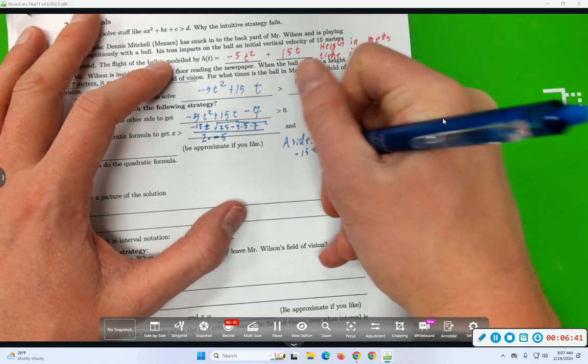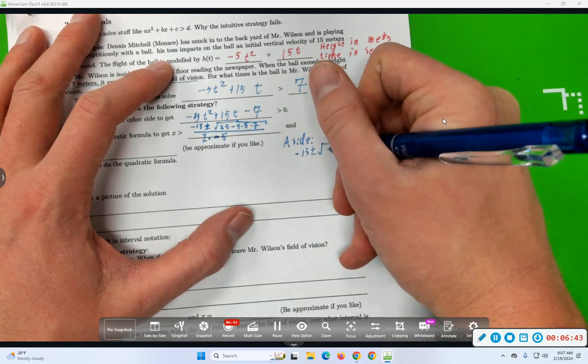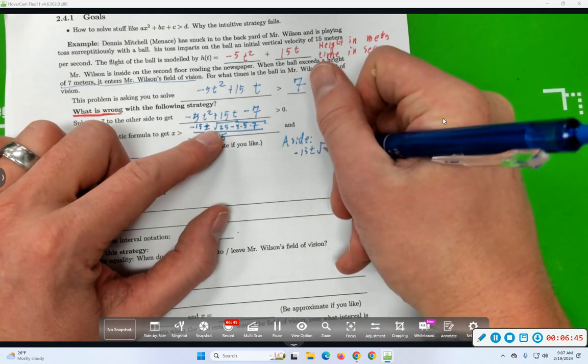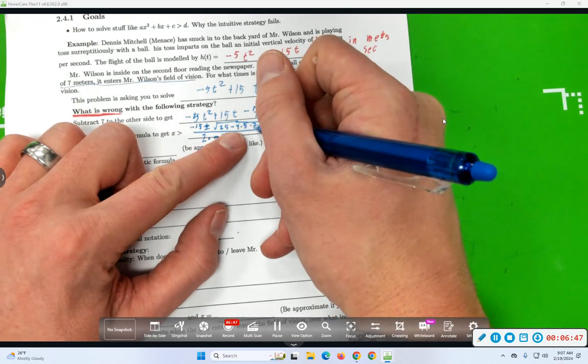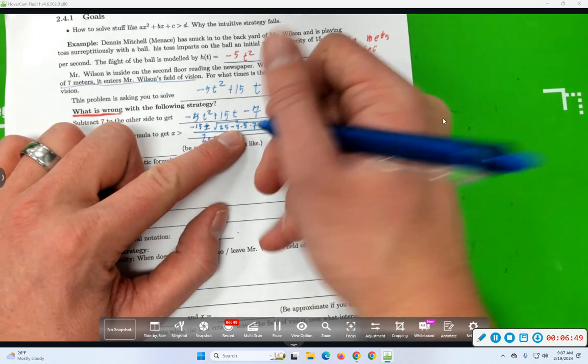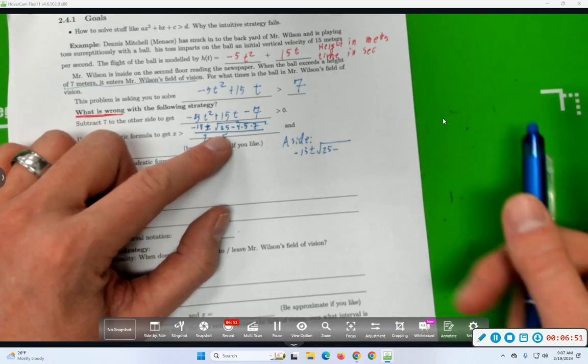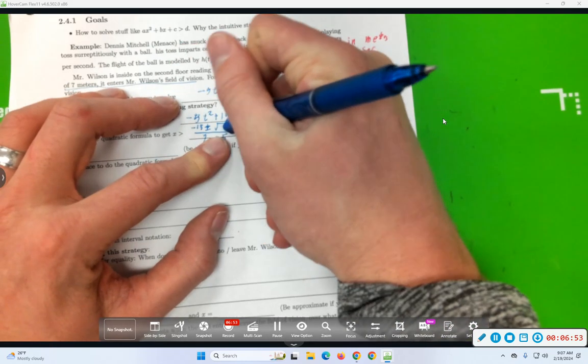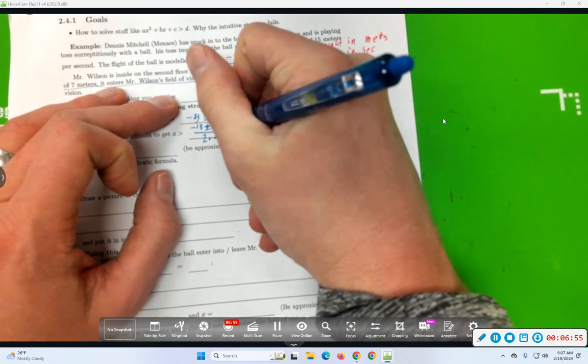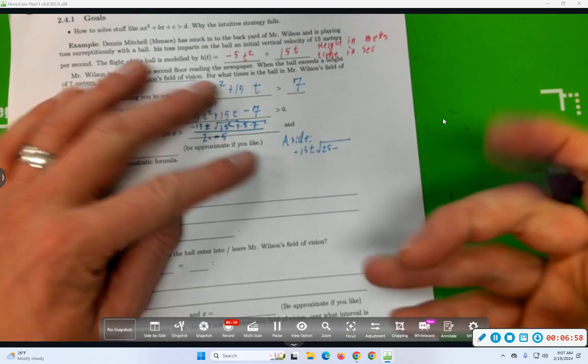Negative 15 plus or minus the square root of 25 minus... so let's walk that out. 4 times 5 is... why is it 20? Oh, it shouldn't be. It should be 15 squared, shouldn't it? That's my fault. 15 squared. That would have screwed everything up.